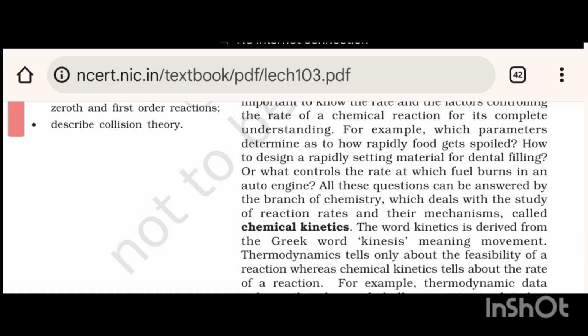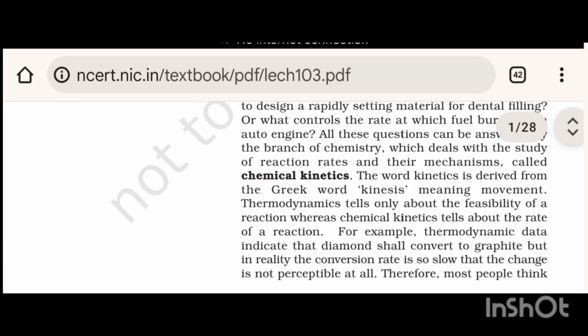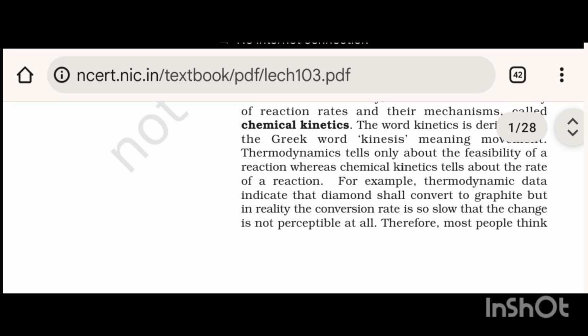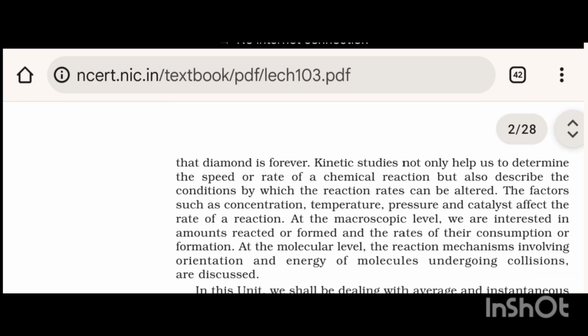The word kinetics is derived from the Greek word kinesis, meaning movement. Thermodynamics tells only about the feasibility of a reaction, whereas chemical kinetics tells about the rate of reaction. For example, thermodynamic data indicate that diamond shall convert to graphite, but in reality the conversion rate is so slow that the change is not perceptible at all. Therefore, most people think a diamond is forever.